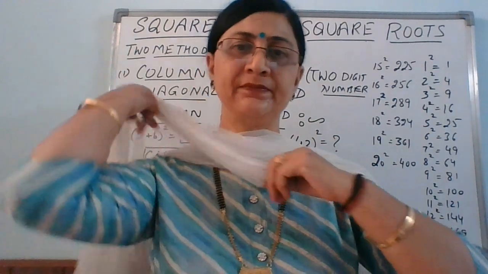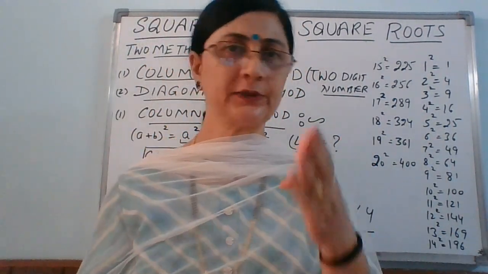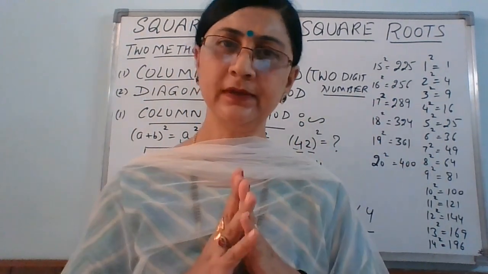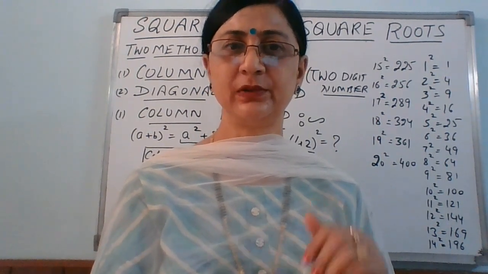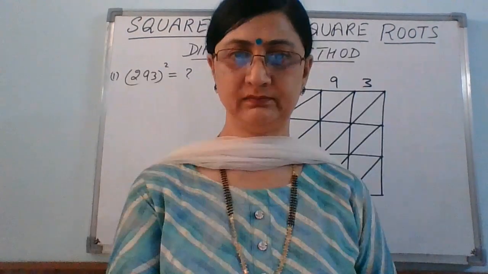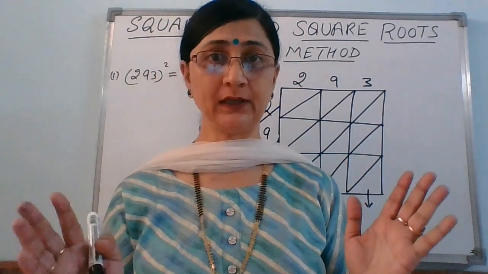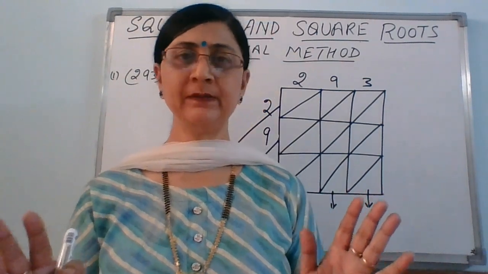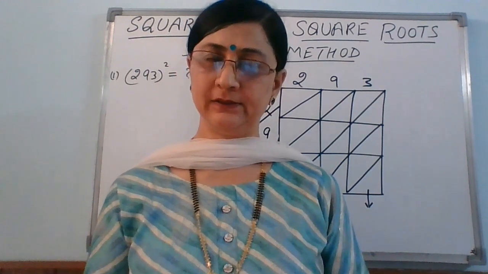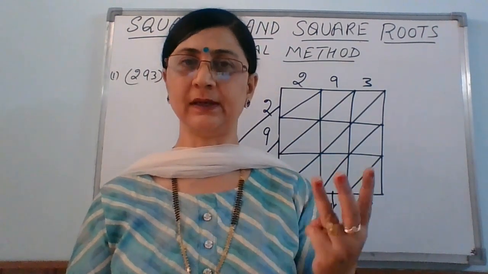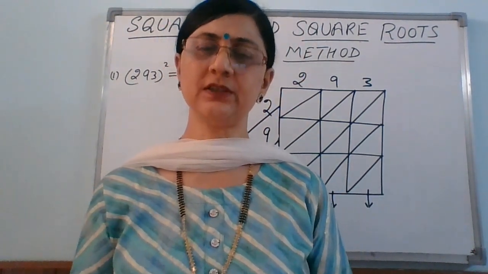Now I'll explain the diagonal method. The diagonal method can be used for 3 digits, 4 digits, 5 digits, any number of digits, right? Okay children, I hope it's clear. Just keep on recalling the things again and again. Now let us do the diagonal method. We have done the column method, and it is clear to you now, right? The column method is applied for only 2-digit numbers. The diagonal method can be applied for different numbers of digits: 3 digits, 4 digits, 5 digits, whatever.